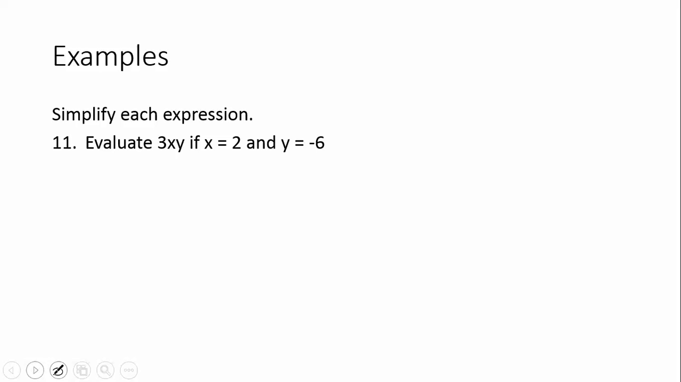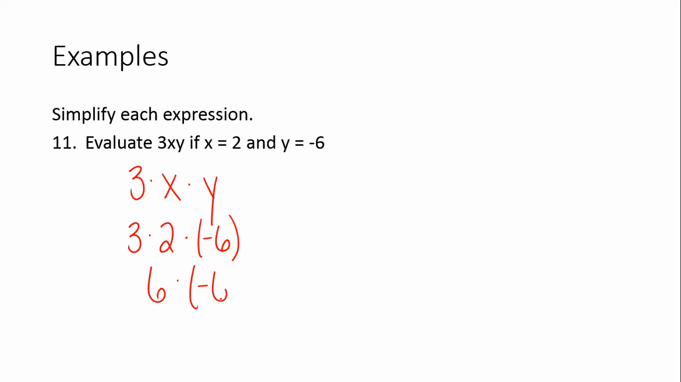And for the last example, we want to simplify the expression. Number 11 says to evaluate 3xy if x equals 2 and y equals negative 6. So we're simply plugging in the numbers. Remember, the operation between the 3, the x, and the y is all multiplication. So if we put in 3 times 2 times negative 6, a lot of times when we're multiplying by negatives, you'll see the use of parentheses so that you aren't confused that it's a subtraction sign. So 3 times 2 is 6. 6 times negative 6 is a negative 36.